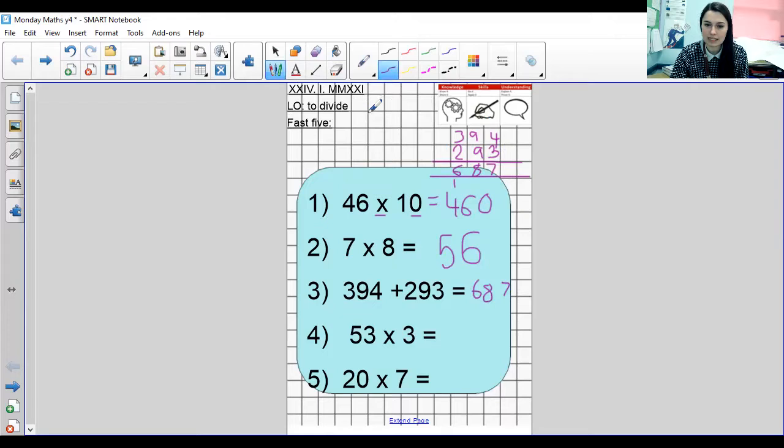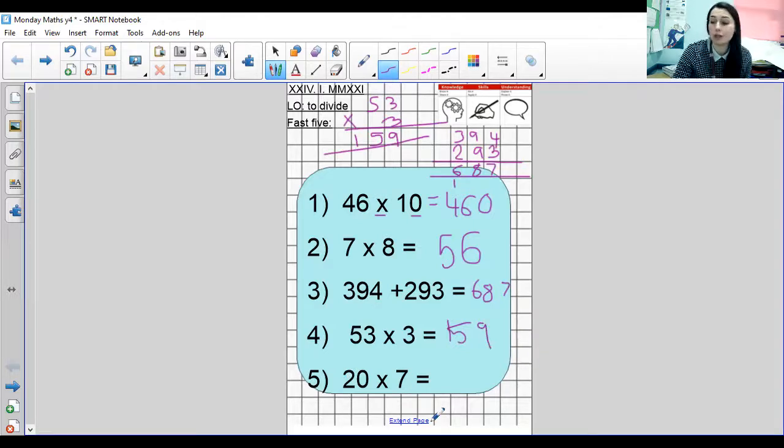Okay, short multiplication. Let me just get myself some space here. You've been looking at this. We also need to make sure our numbers are stacked carefully with the 3 in the ones column. Okay, then we're timesing. 3 times 3 here is 9, and 3 times 5 is 15. So therefore, 53 times 3 is 159.